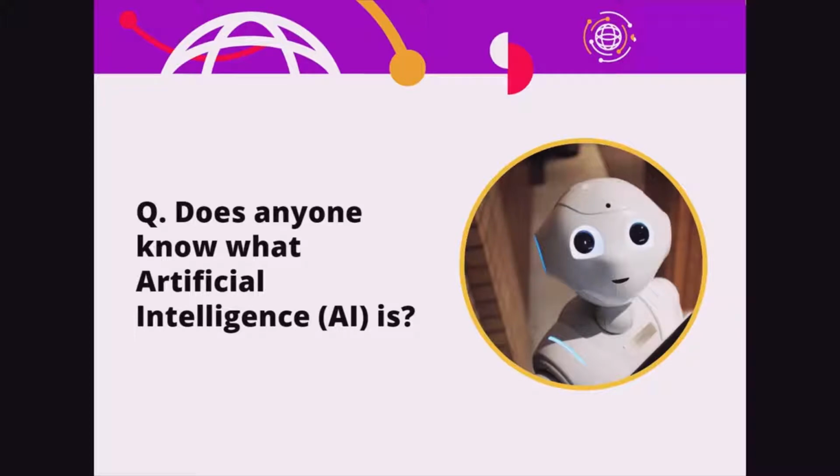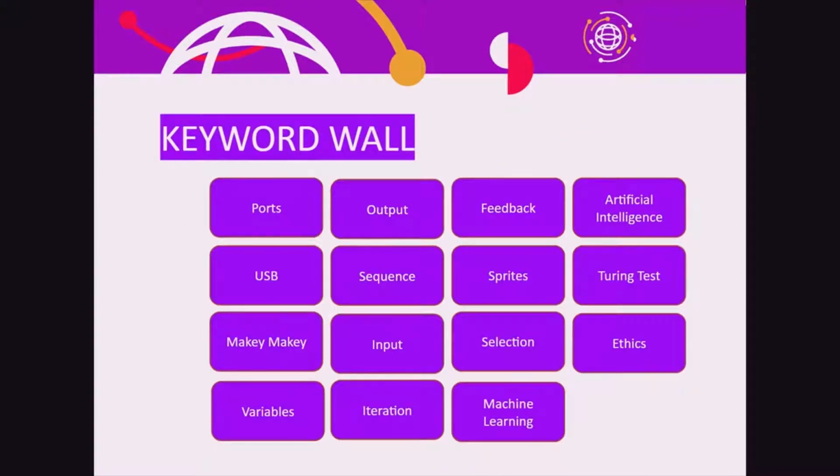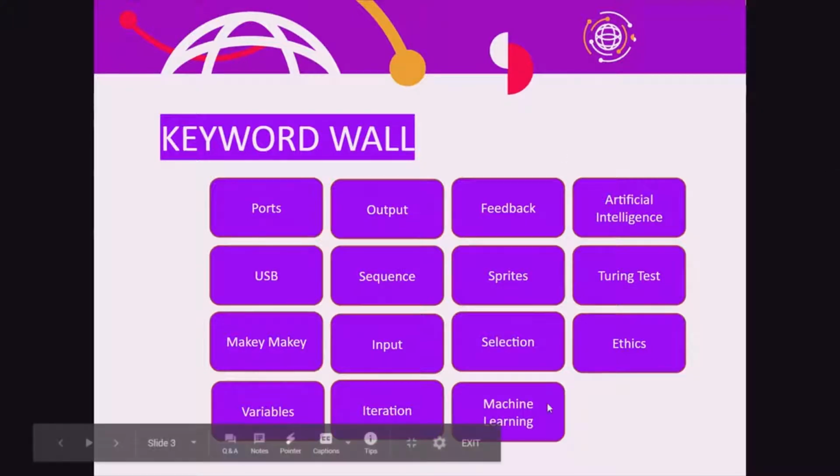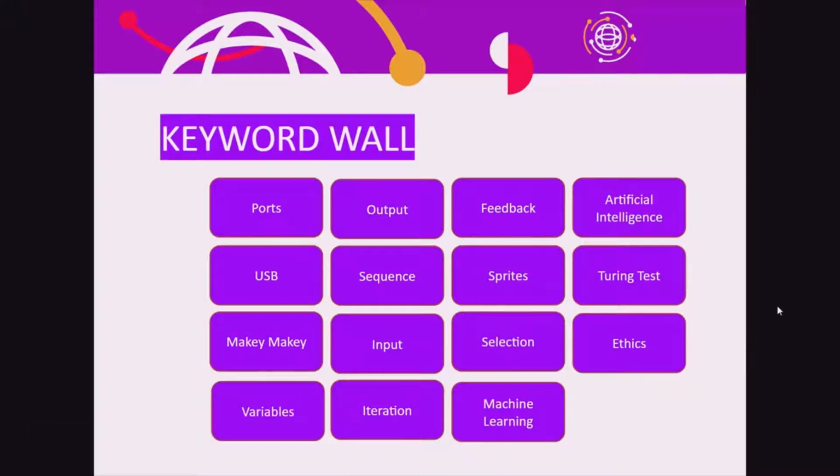Does anybody know what artificial intelligence is? Pause the video and try and write down a definition for me. And let's see if you were correct. Here are our key words. You'll see we've added machine learning, artificial intelligence, Turing Test, and ethics.